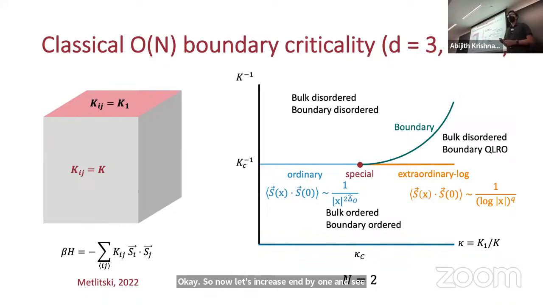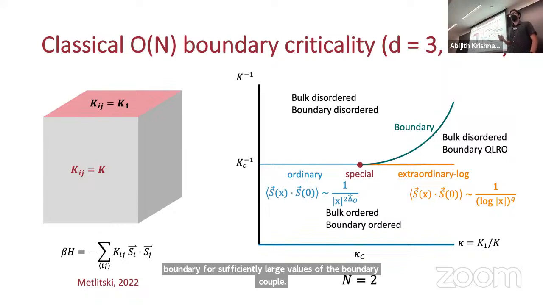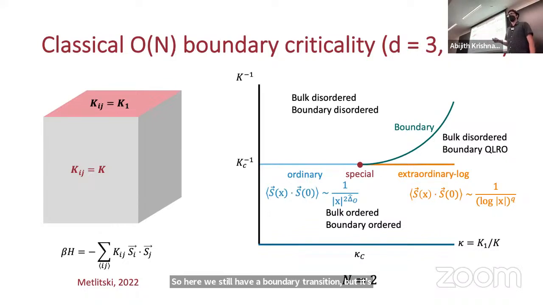So now we know that if the bulk coupling is 0, the Mermin-Wagner theorem forbids the boundary from ordering. And for n equal to 2, we have the XY model. So instead, we get quasi-long range order along the boundary for sufficiently large values of the boundary coupling. So here we still have a boundary transition, but it's between boundary disorder and boundary quasi-long range order.